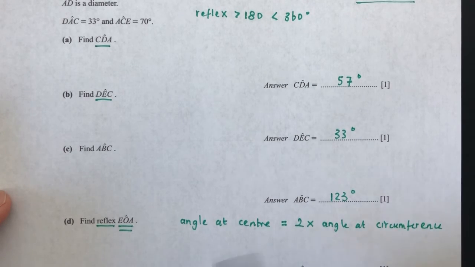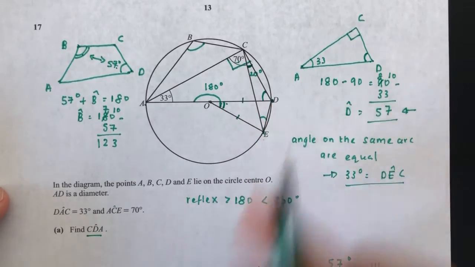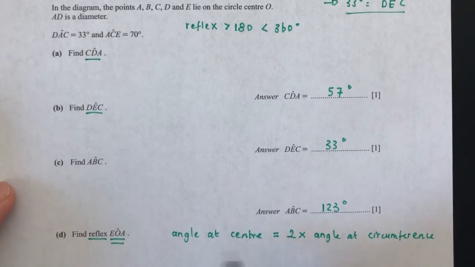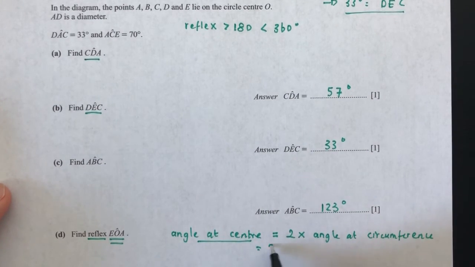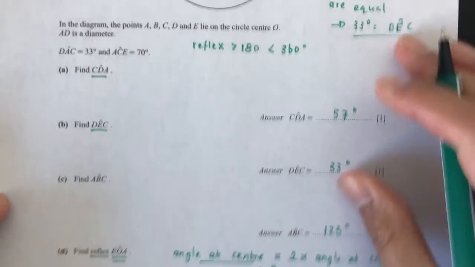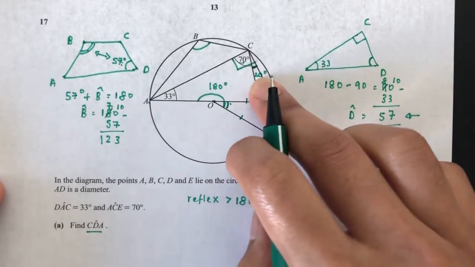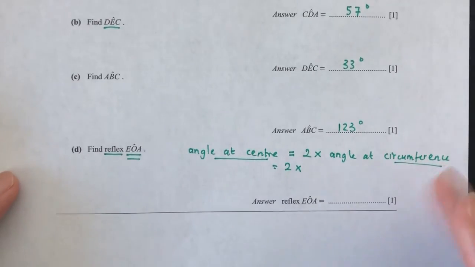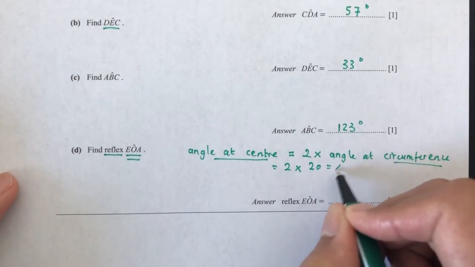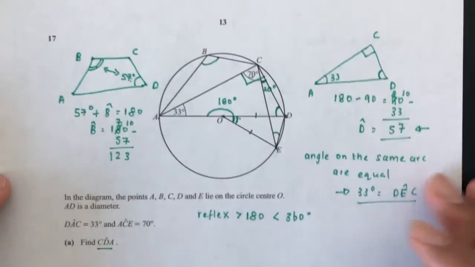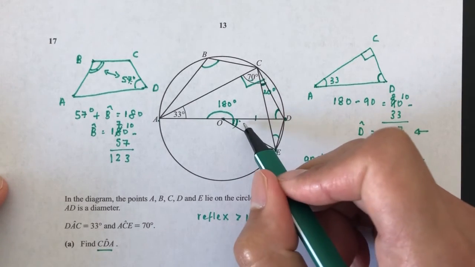Okay, so since they are both on the same arc, we can use this rule. We have to find the angle at center equal to 2 times angle at circumference. So the angle at circumference is 20, so that will be 2 times 20, which is 40 degrees. Thus the size of this angle is 40.